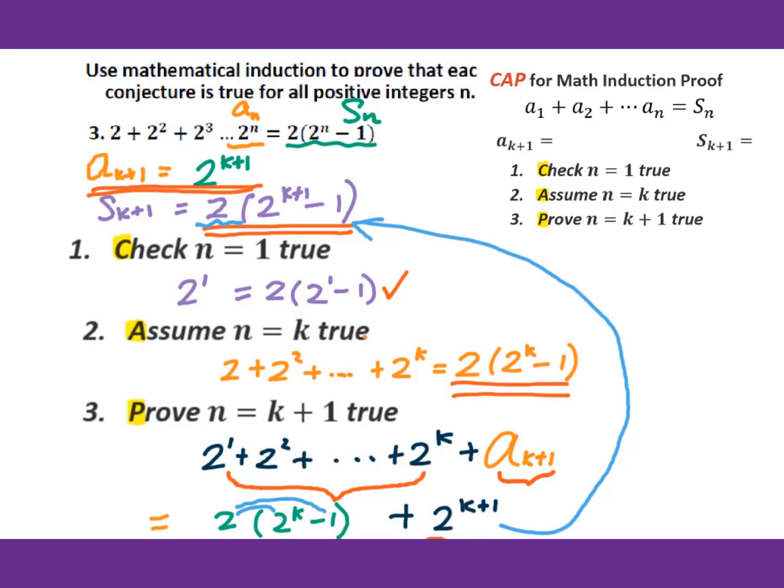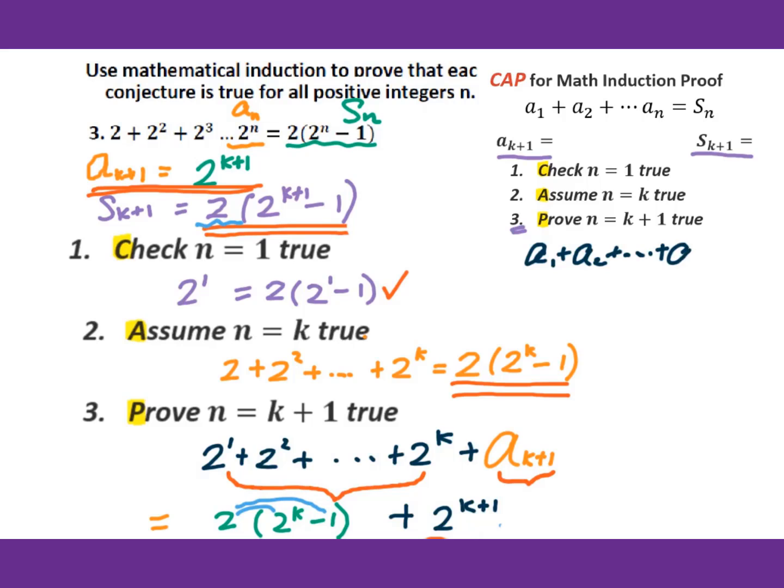Let's go over the steps. First step, you will figure out a sub k plus 1 and s sub k plus 1. Then for step 1 and step 2, it's kind of easy for you to get. For number 3, basically you are proving a sub 1 plus a sub 2 plus ... a sub k plus a sub k plus 1 equals s sub k plus 1.